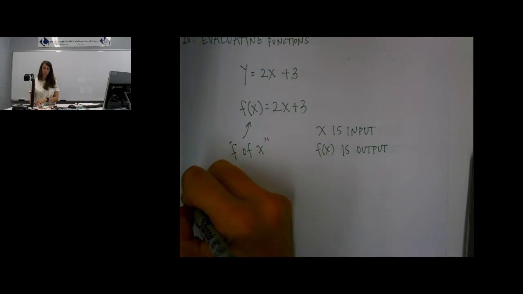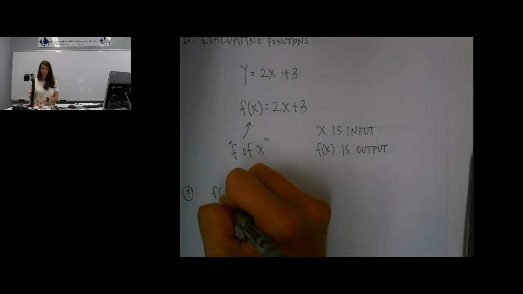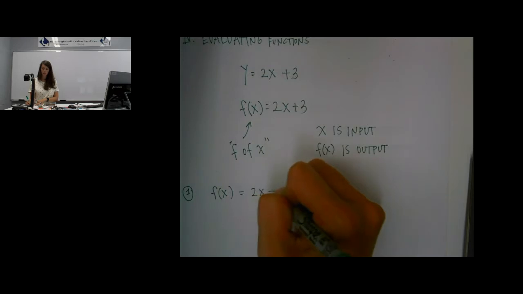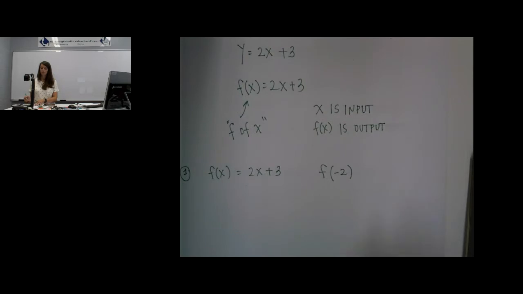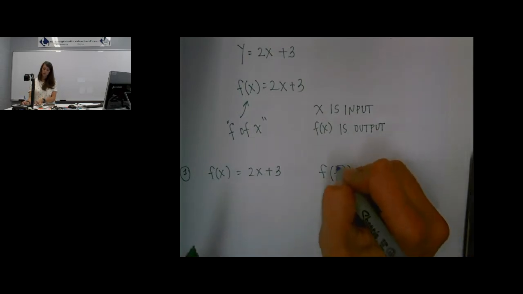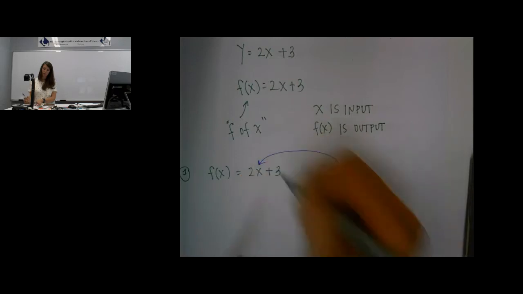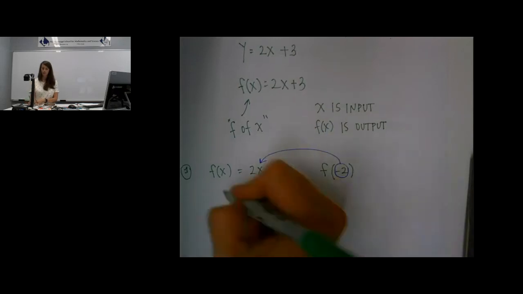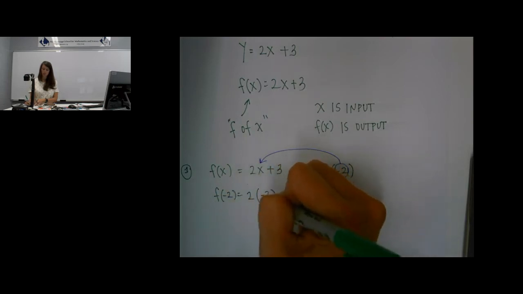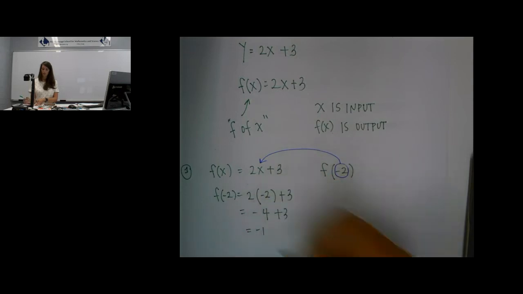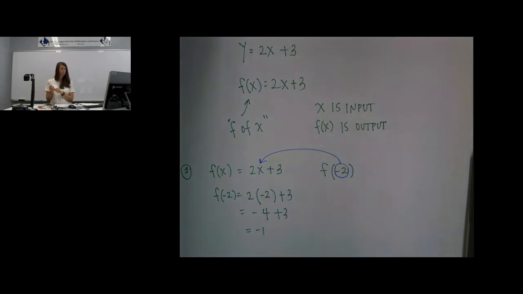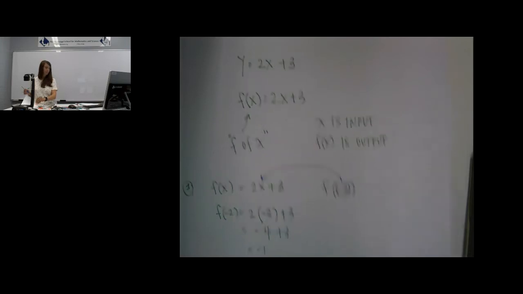Okay. So when we evaluate function notation, if I had this function, 2x plus 3, and I wanted to find f of -2, what this means is I am going to put -2 in for my x. So instead of having an x in my function, I'm going to have a -2. So I'm going to have 2 times -2 plus 3. So that'll be -4 plus 3, which is -1. All right, let's do another one.